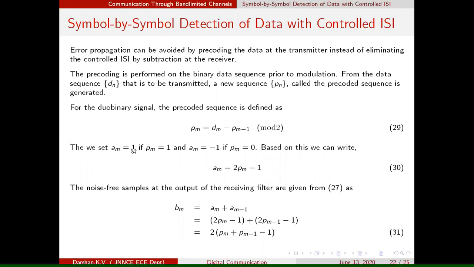We set AM equal to 1 if PM is equal to 1, and AM equal to minus 1, meaning minus 1 volt, if PM is equal to 0. If you write a mathematical representation for this logic, AM is equal to 2PM minus 1. You can observe, if PM is equal to 0, AM is minus 1. If PM is 1, AM is 1. So this arrangement has been written mathematically. Why I am giving you the mathematics, you will come to know when we explain equation number 31.